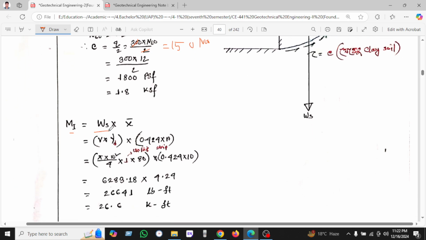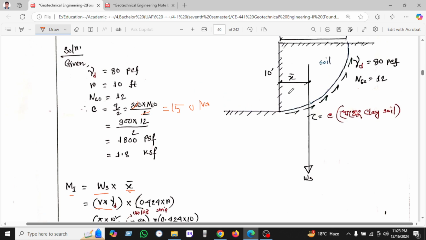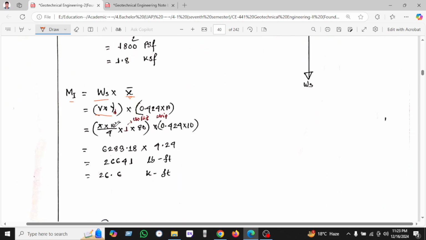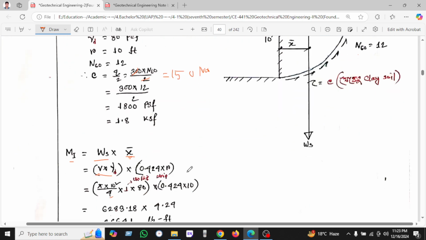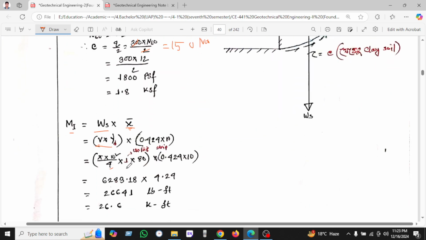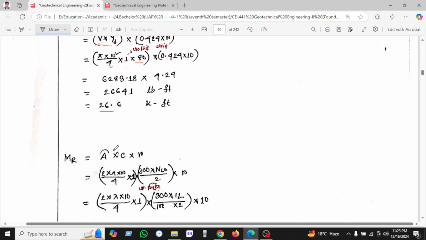So induced moment equals W times x bar. W equals the volume times the dry unit weight of soil. The CG is from here, 0.424 R, and the volume is pi d squared by 4. So 4 is here, as we have seen, this is the quarter circle, and 1 is a 1 foot strip, and gamma d is given here, and in this way we have found 26.6.